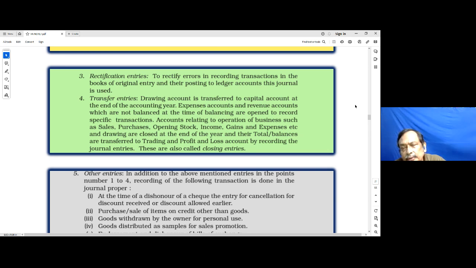Expenses accounts and revenue accounts which are not balanced at the time of balancing are open to record specific transactions. Accounts relating to operation of business such as sales, purchases, opening stock, income, gains and expenses, etc.